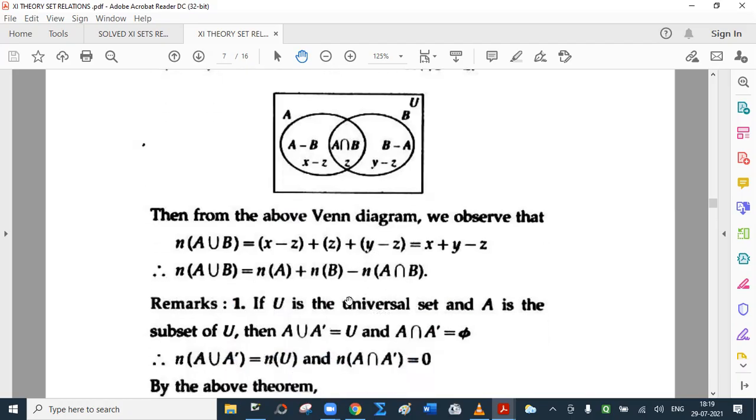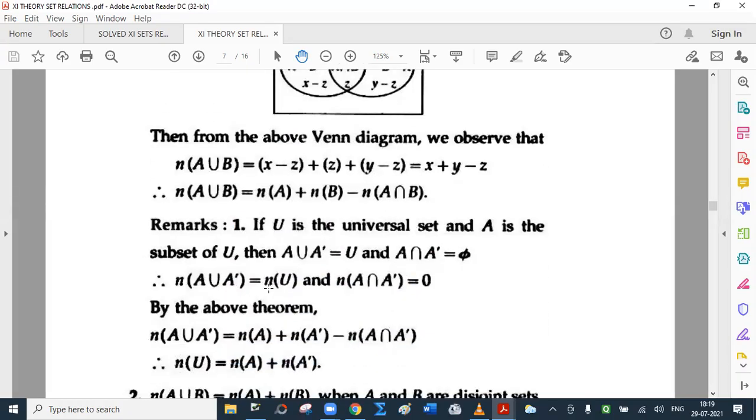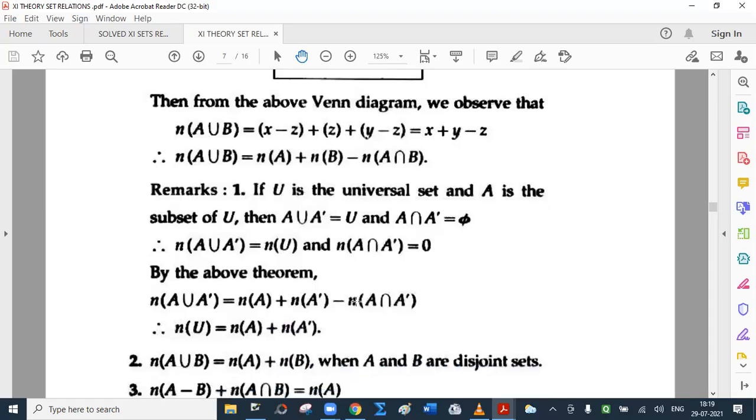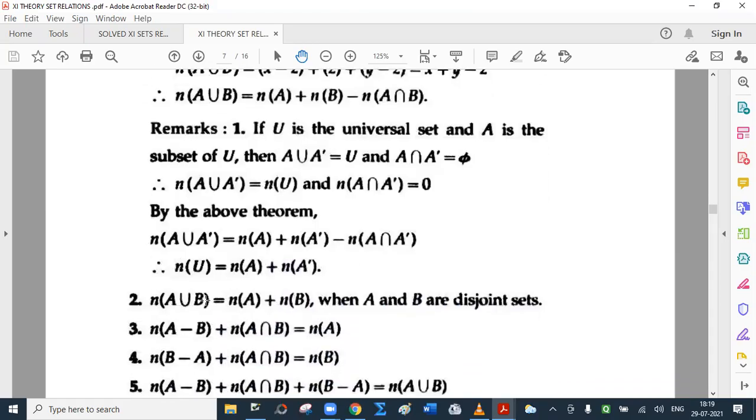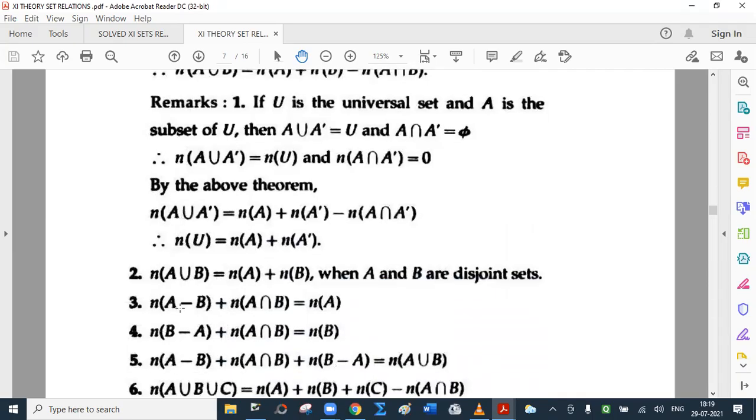Now, this is quite logical that n of A plus n of A dash, where A dash is the complement of the event, is nothing but n of U. Now, what is n of A union B? It is n of A plus n of B when A and B are disjoint sets. For example, A is the set of all boys in the class, B the set of all girls in the class. So what is n of A union B? Total number of boys plus total number of girls. That's it.